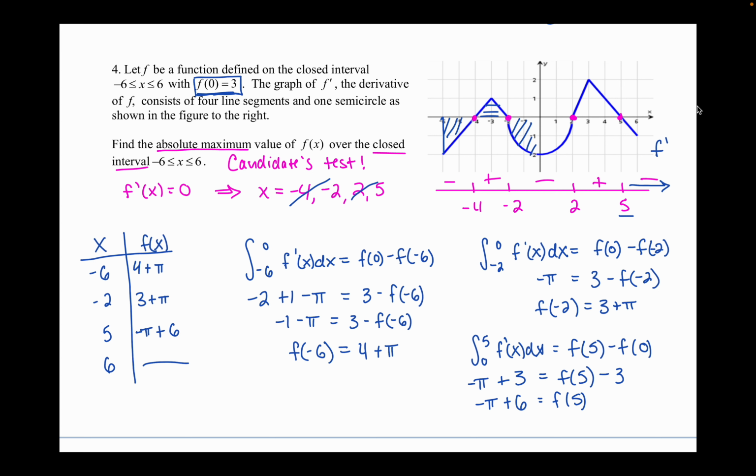So you can take a moment to put these values into your calculator, the 4 plus pi, 3 plus pi, and negative pi plus 6. 4 plus pi is about 7.14. 3 plus pi is about 6.14. And negative pi plus 6 is about 2.86. So the maximum value is going to be the 7.14.